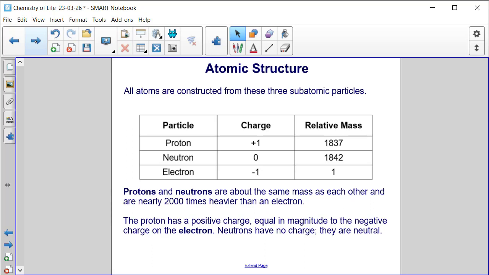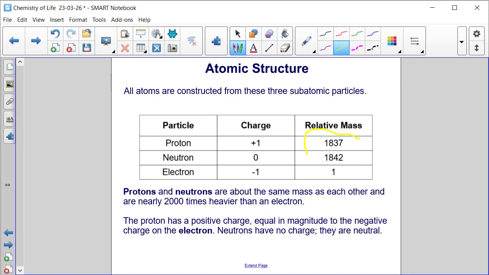Protons and neutrons are about the same mass as each other. You can see that relative mass here. And they are nearly 2,000 times heavier than an electron, which you can see the relative mass here. The proton has a positive charge, equal in magnitude to the negative charge of an electron. And neutrons have no charge. They are neutral.